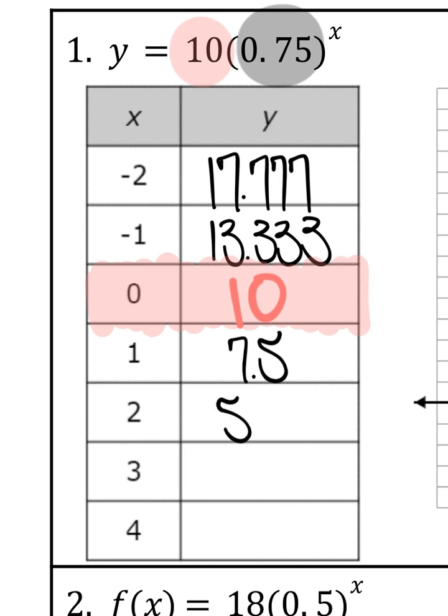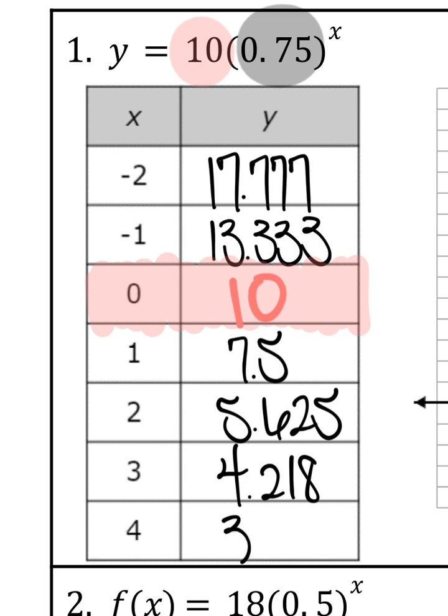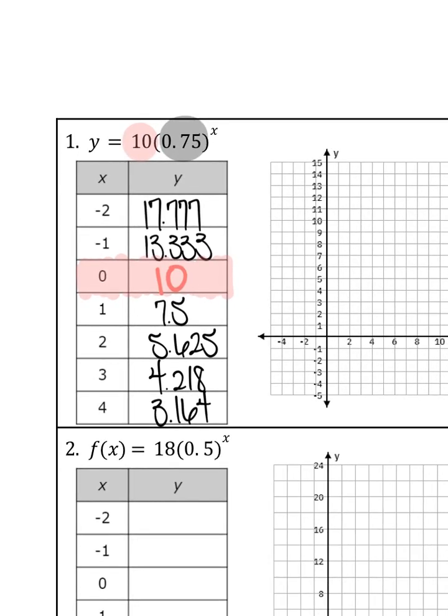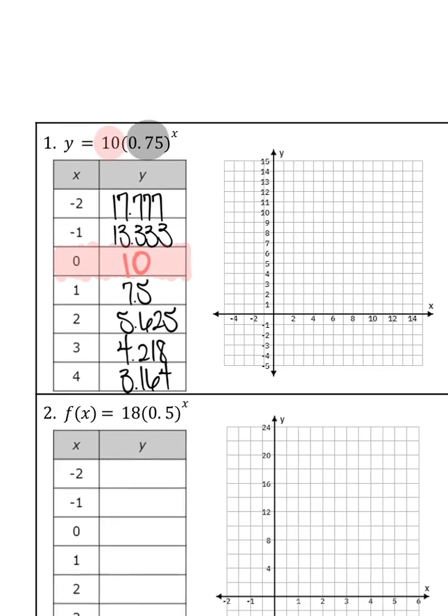2 is paired with 5.625. Now it's asking me for 3 and 4, but I don't see it on my table. So I'm going to go over to the table and add 3. That pops up with 4.218. And then I'm going to hit enter so that I can get 4, which is paired with 3.164. After that, I'm done with my Desmos for now.